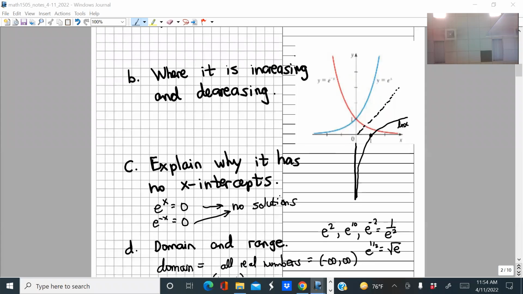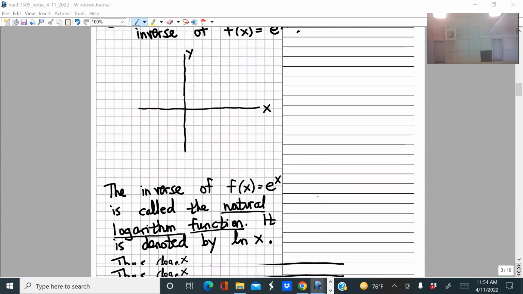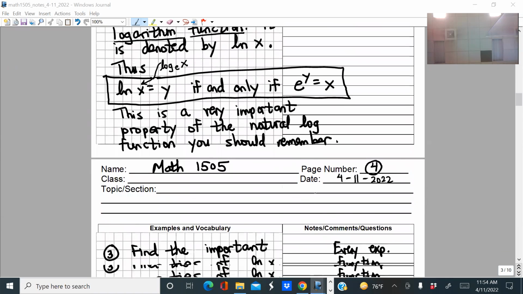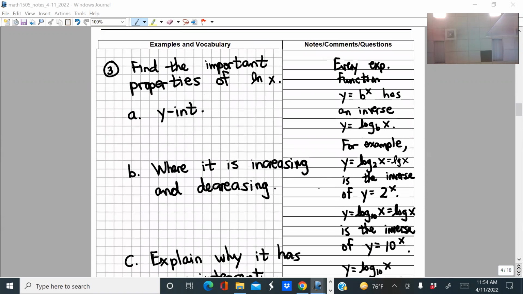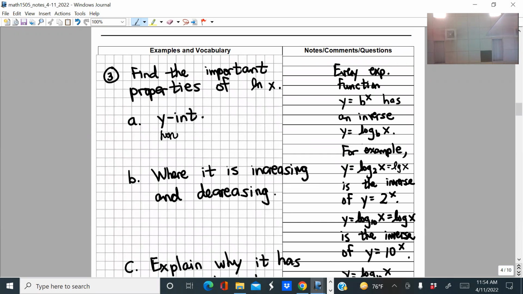Let's scribble those things in then. These things are helpful to remember. So the y-intercept there, that's easy. None. It does not cross the y-axis. Where is it increasing and decreasing? Always increasing.